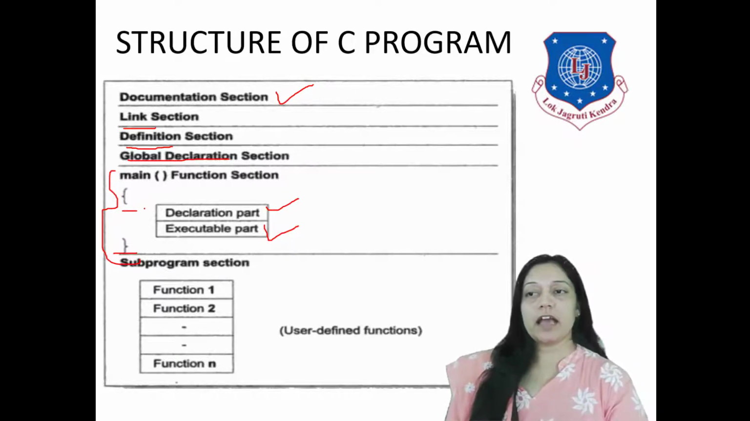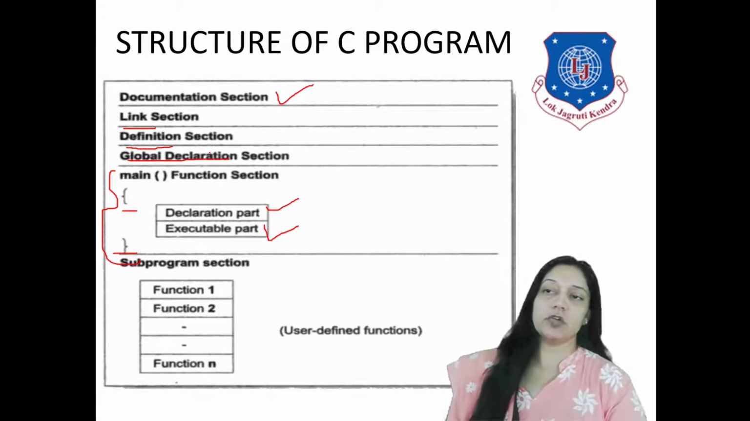Every C program should have a main function. The execution will start from this particular main function. Outside the main function, you should have the documentation, link, definition, and global declaration sections. Other than that, we can also have subprograms.